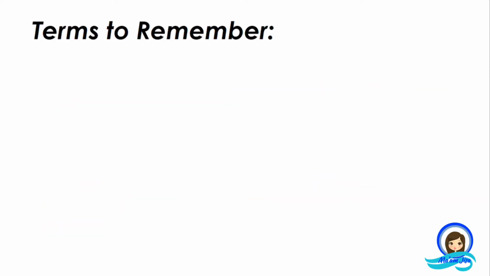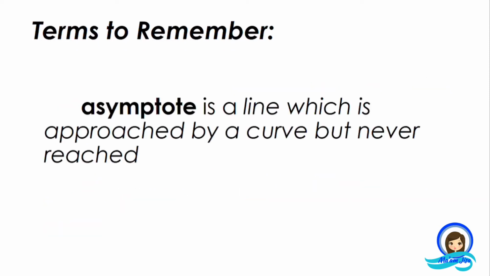With regards to the asymptote, it is a line which is approached by a curve but never reached. So when a graph has an asymptote, the graph seems to approach closer and closer to that particular line, but it will never reach or cross that line.